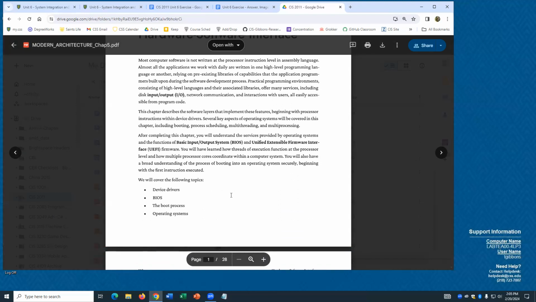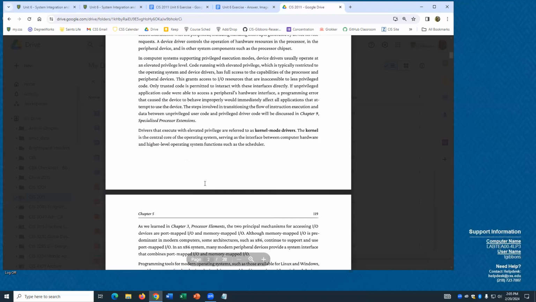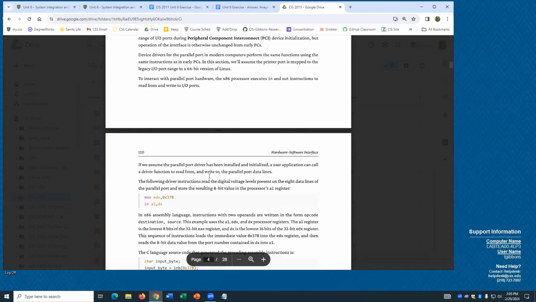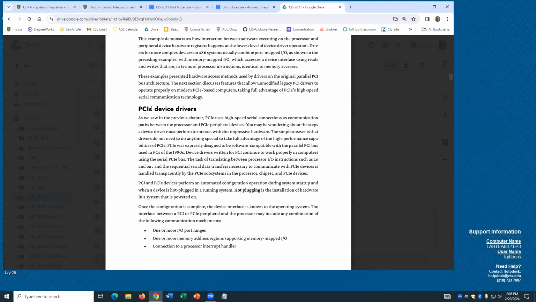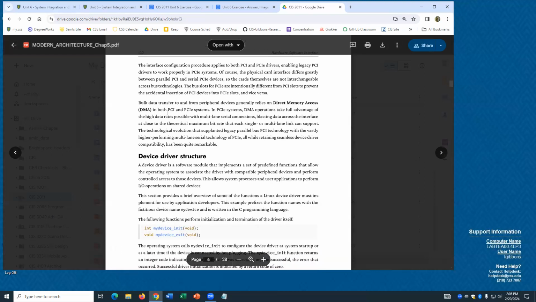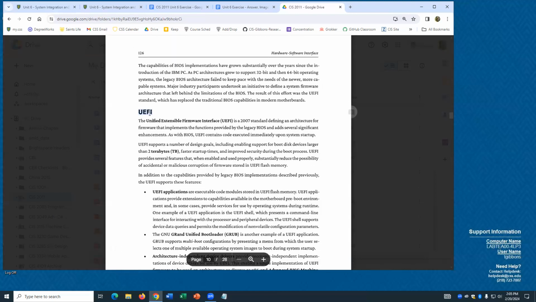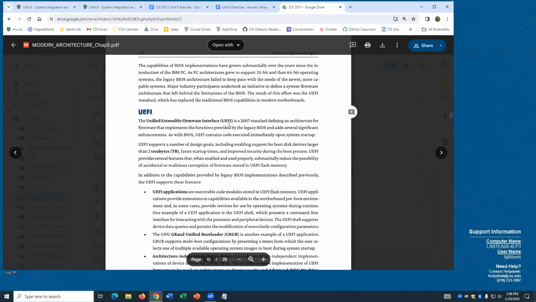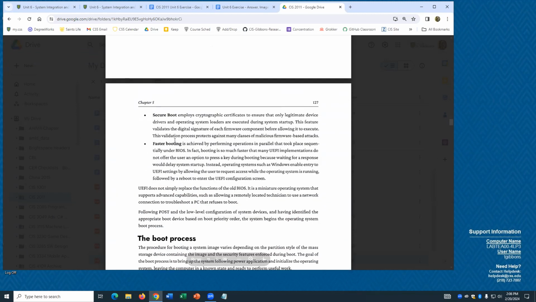Now usually on Tuesday I just lecture on this. We have BIOS, we talk about device drivers here, they still talk about the parallel port, and PCI. And again, if you're working with a bigger format computer, we still have PCI devices and drivers out there. And they talk about BIOS, what BIOS is. There's a new version of BIOS, the Unified Extensible Firmware Interface, UEFI, which is more like a programmable version of it. So we can talk about that.